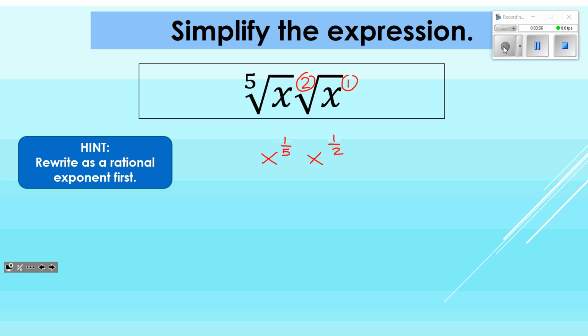Now, we have learned that when we have the same bases, the x is the same base, and they're being multiplied, we actually add the exponents. Well, adding with fractions, you have to have a common denominator. And a common denominator with 5 and 2 would be 10, so we're going to rewrite this with common denominators. Since we have to add our exponents, that would be 2/10 and 5/10. Now we simply add the exponents, so that would be x to the 7/10 power.